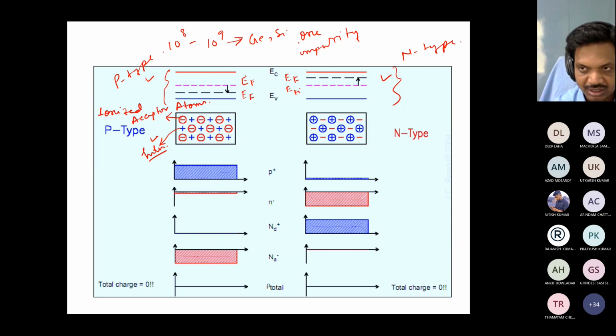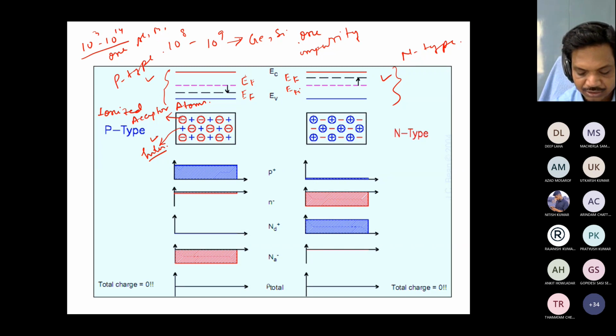And for the higher doping case, in 10 to the power 3 to 4 germanium or silicon atoms, only one impurity atom is there. That means aluminium or boron, it may be.